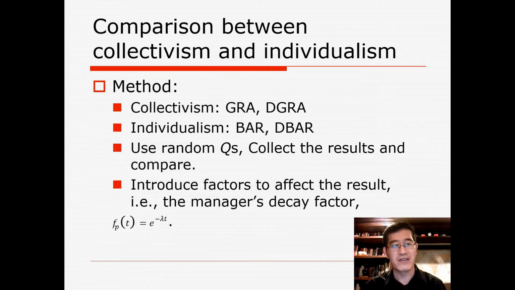Very interesting. So for example, how I compare collectivism and individualism. I just use GRA to express collectivism, because it's from the team's viewpoint, the maximum. And I also use what I call BAR, best agent for a role. That one is called individualism. Individualism means choose the best one. Everybody agrees, it seems fair, right?